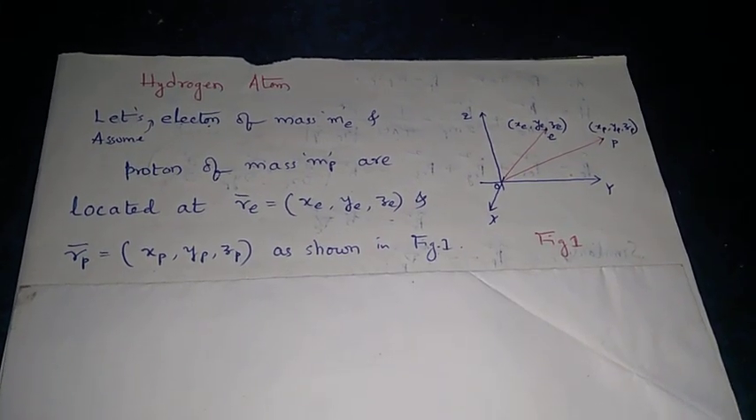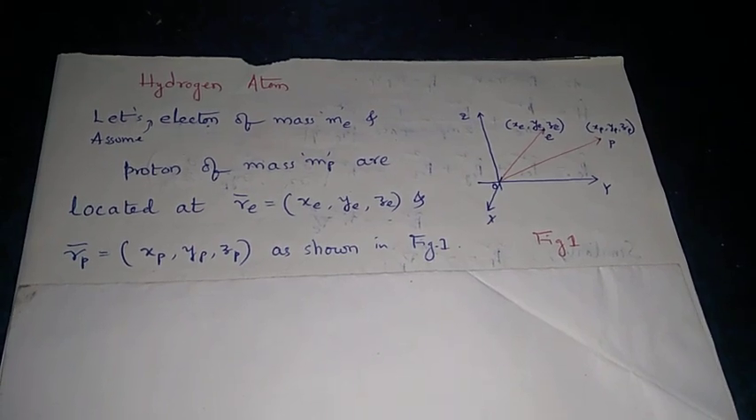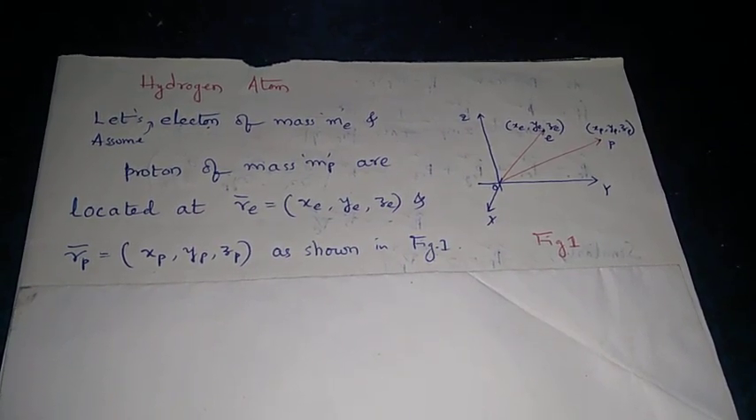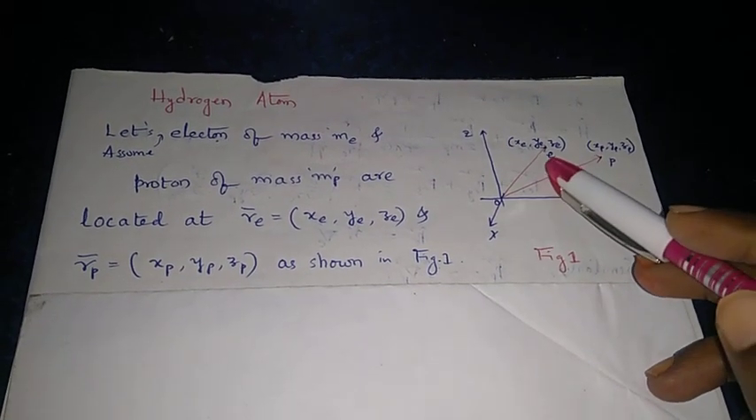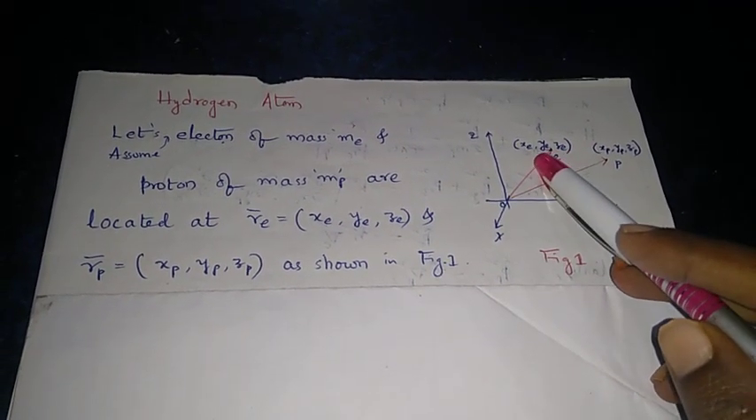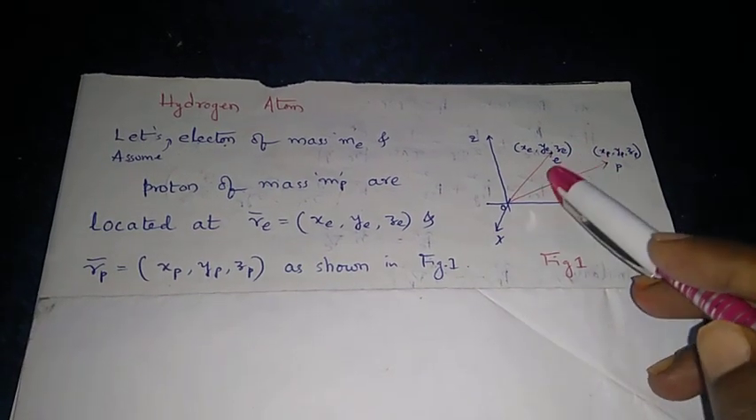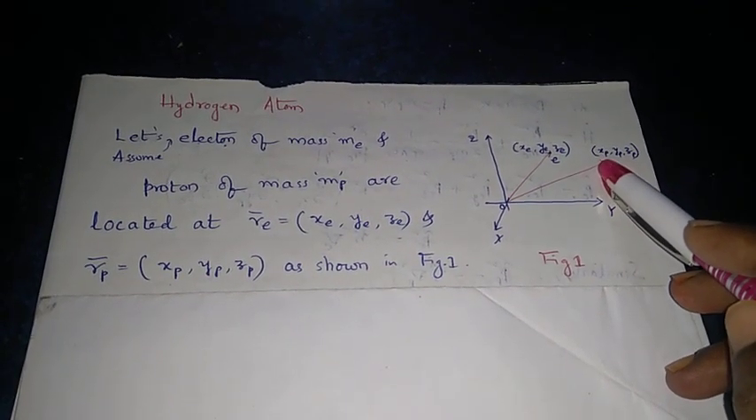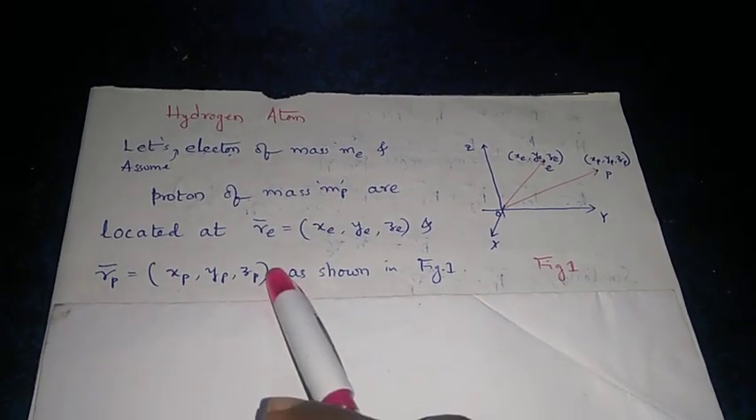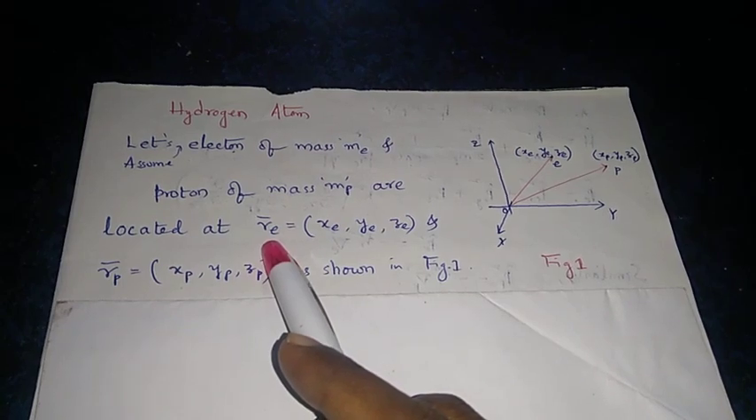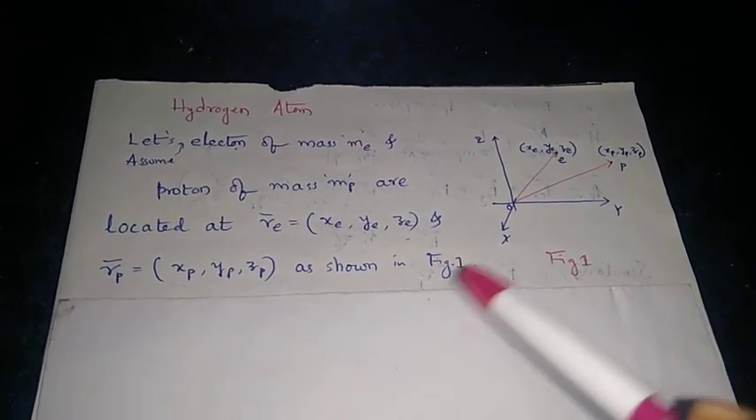The topic of the video is the quantum mechanical problem of the hydrogen atom. The hydrogen atom has a proton and an electron, and let us take their positions as the triad x_e, y_e, and z_e for the electron, and then the triad x_p, y_p, and z_p for the proton. Let's call them vector r_e and vector r_p, as shown in figure number 1.